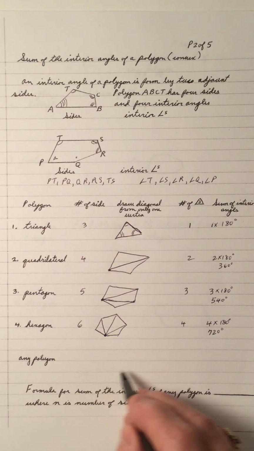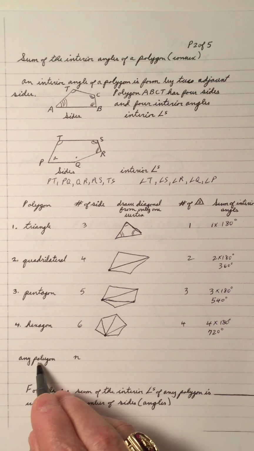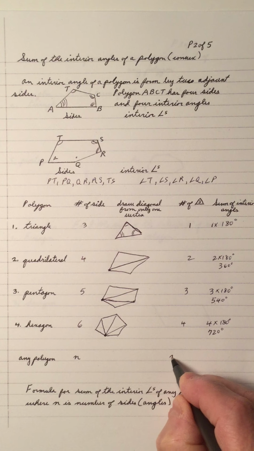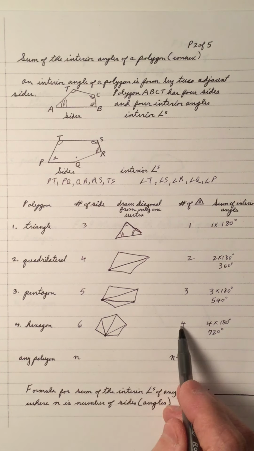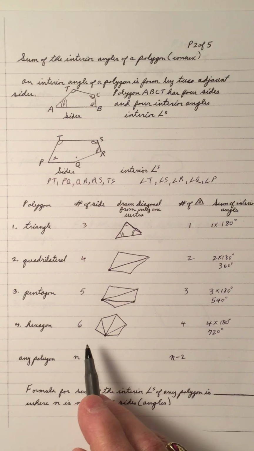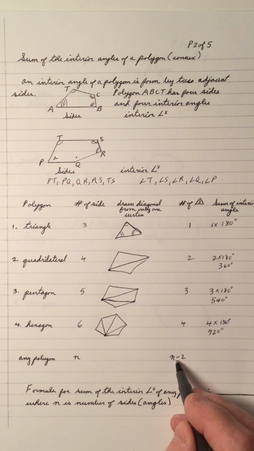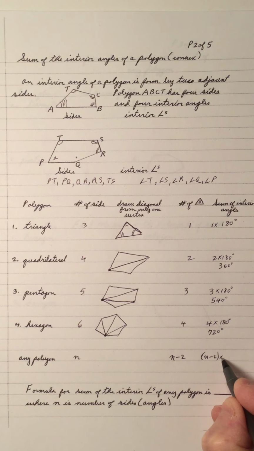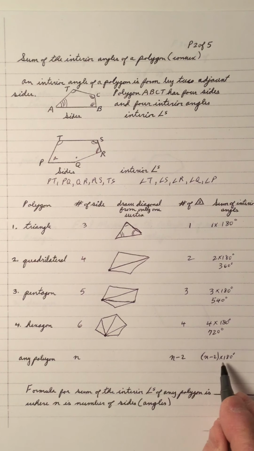So if we say n is the number of sides in any polygon, then the number of triangles is always 2 less. That makes sense. 6 minus 2 is 4. 5 minus 2 is 3. Therefore, n is the number of sides in any polygon. Therefore, n minus 2 is the number of triangles. Therefore, if you take the number of triangles and multiply by 180, you will get the sum of the interior angles.